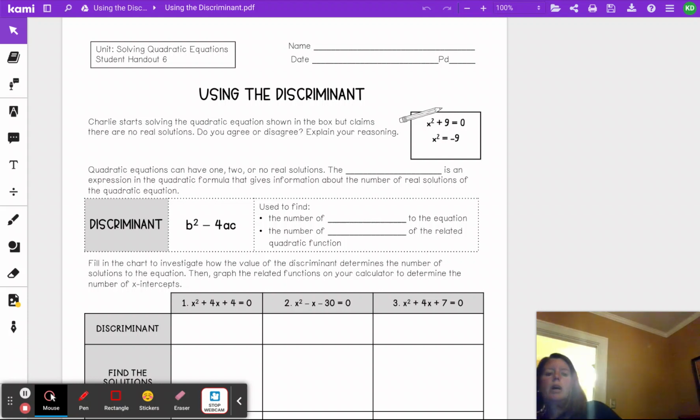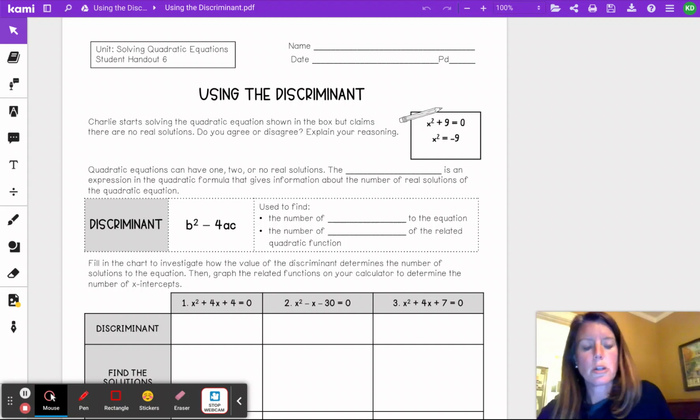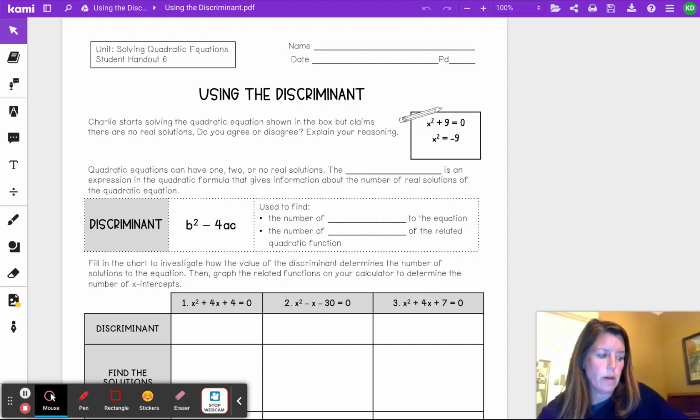All right, so this first part is called using the discriminant. The discriminant is just one part of the quadratic formula that will show you a lot of information.